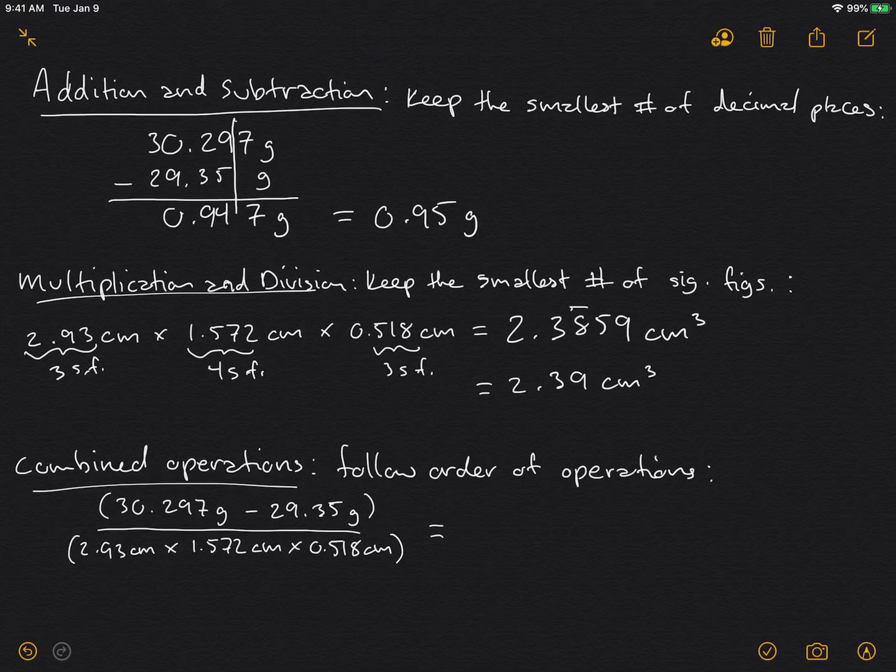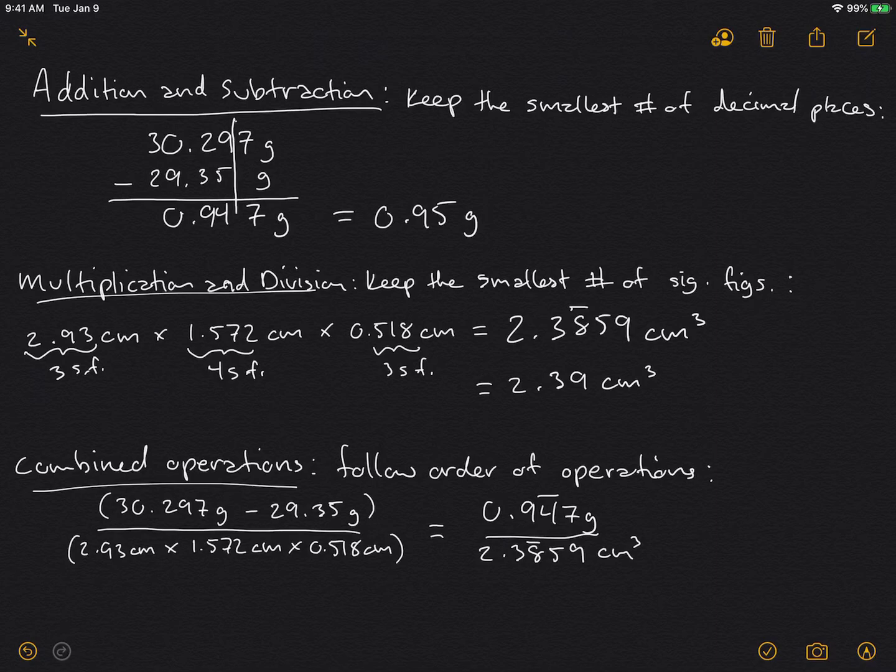So the first number, we've got the calculation up top, right? We would take that 0.947 grams and remember that we've only got 2 decimal places that we can keep for that measurement. And then on the bottom, we've got the 2.3859 cubic centimeters, and I'm going to draw a line over the 8 again to let us know that we've only got 3 significant figures in that answer.